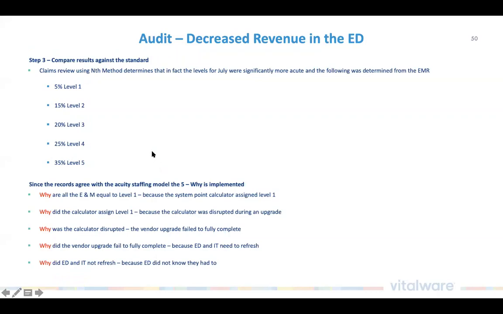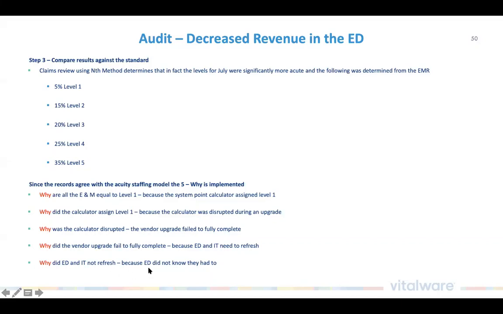When we did that result, we started to ask, why are all the E&Ms level 1? Because the point system calculator assigned a 1. We went in and looked at the point system. Why did it assign a 1? Because the calculator was disrupted during an upgrade. Why was it disrupted? The vendor upgrade failed to fully complete. Why did the vendor upgrade not fully complete? Because ED and IT failed to refresh it after the completion within the allotted time period. Why did ED and IT not refresh it? Because they didn't know they had to.